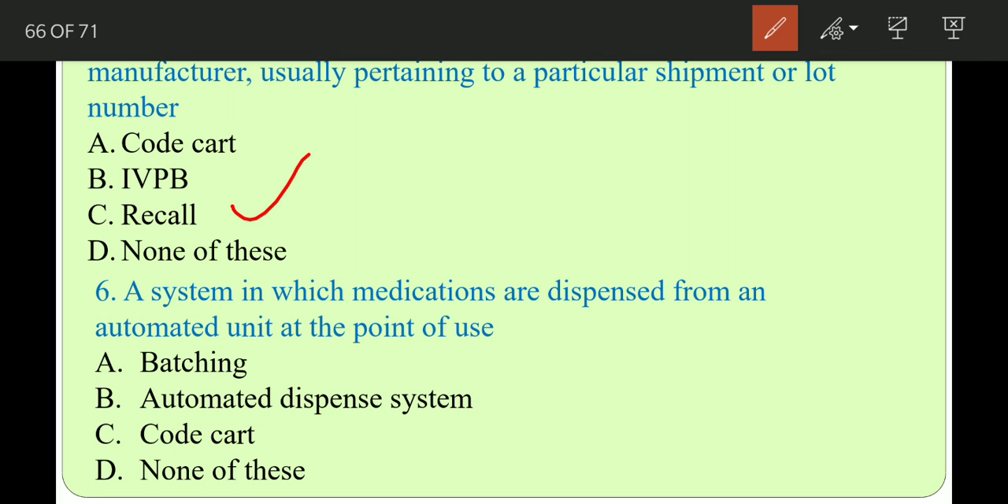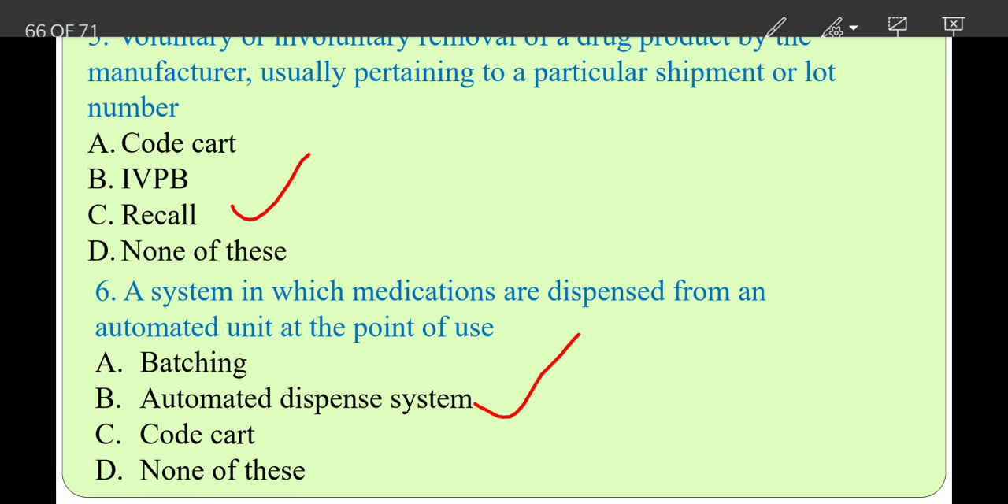Next question is, a system in which medication is dispensed from an automated unit at the point of use. So the options are A. Batching, B. Automated dispensing system, C. Code card, or none of these. So the correct answer is B, that is automated dispensing system.